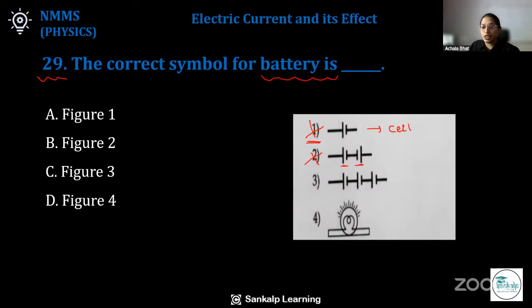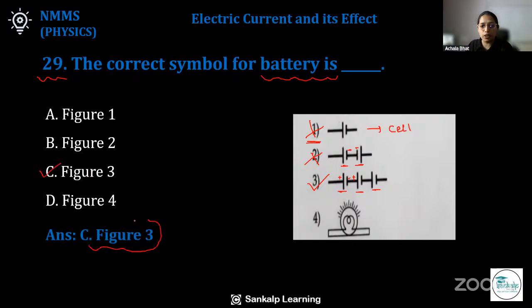Third one, this one is battery. There are three cells connected. See in this case, this is positive, this is negative terminal. This negative terminal is connected to this positive terminal. This is the correct way of connection. But what about in second figure? Here this negative terminal is connected to negative terminal of another cell. This is wrong connection. Now this third one is the correct option.